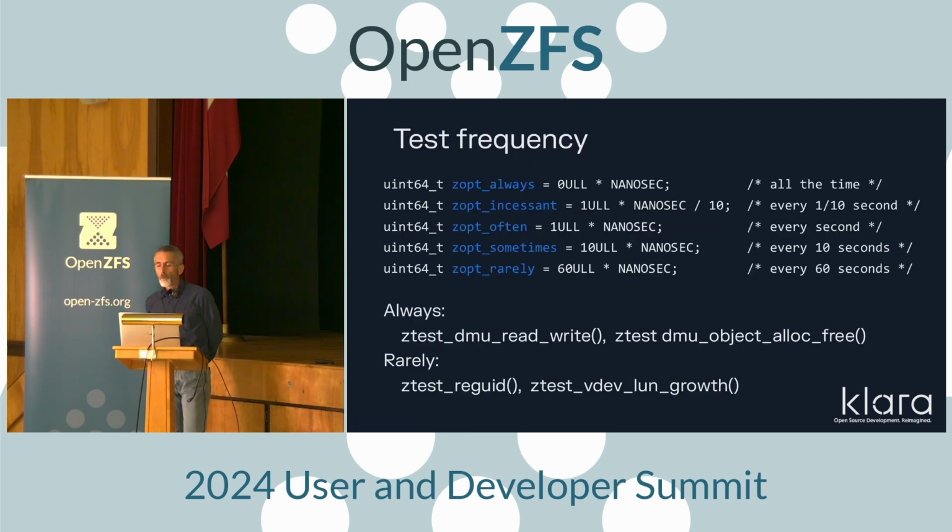Of those tests, we'll run them with a frequency that whoever wrote the test can set. They can say, hey, I think this is very important, I want you to run this all the time. Or I recently added a test for pruning the DDT table, which we don't need to test that often, so I put the rarely option. So every 60 seconds, it might randomly choose that one. For example, the DMU read write test, we run that all the time. If you just did a profile, you would probably be running that test.